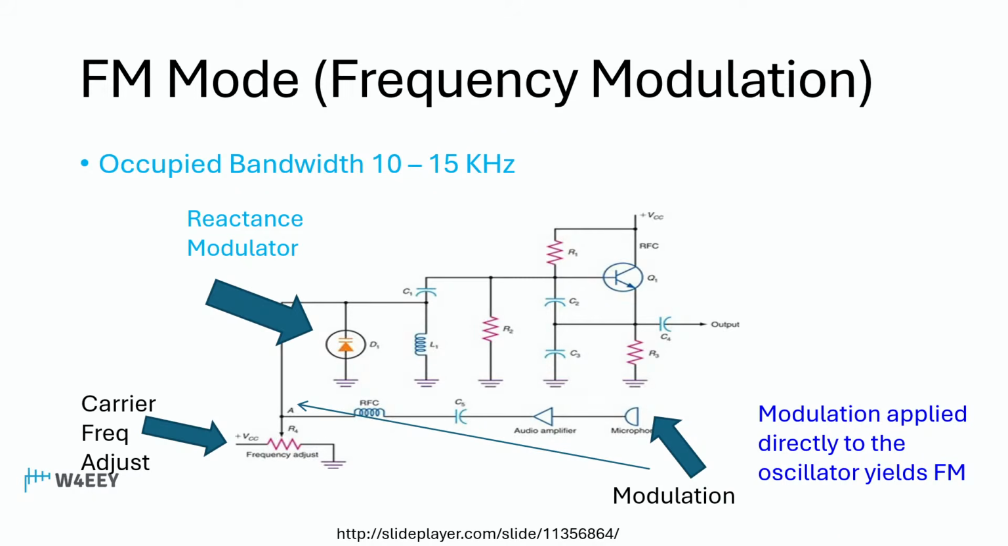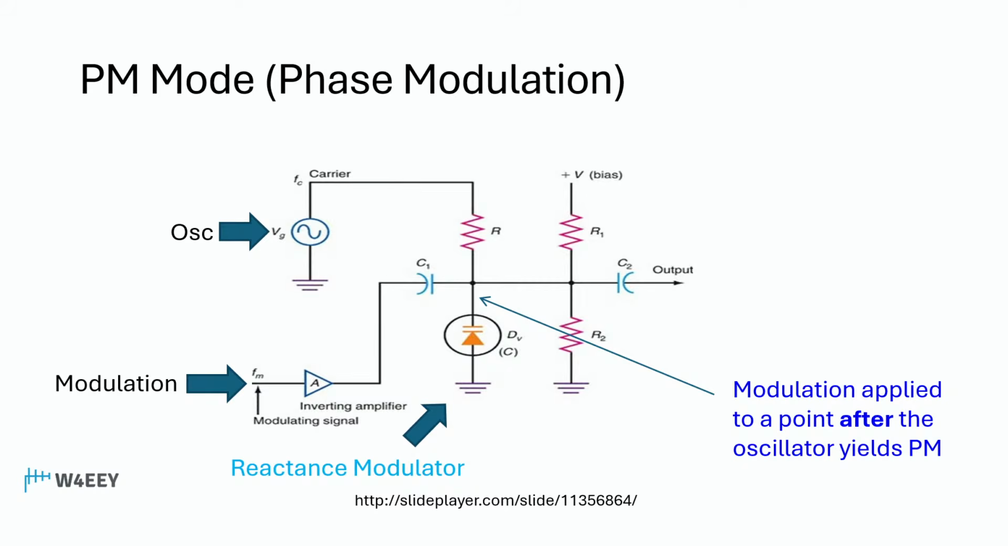For broadcast, it's different, but we're not concerned about that. Now, this is FM, frequency modulation. I said phase modulation was a cousin. In a phase modulated transmitter, you have an oscillator over here that is independent. It's fed in over here.